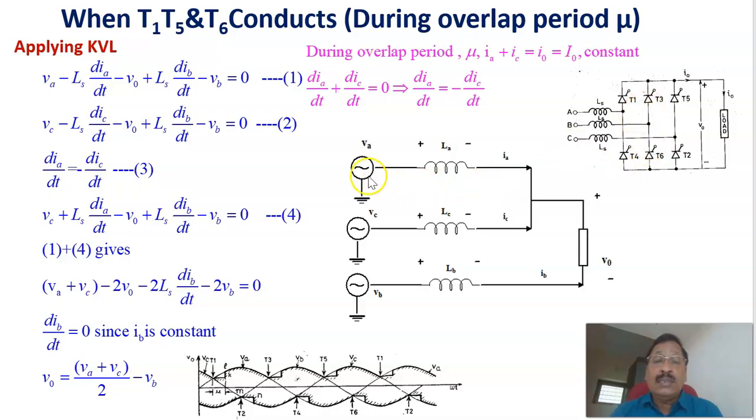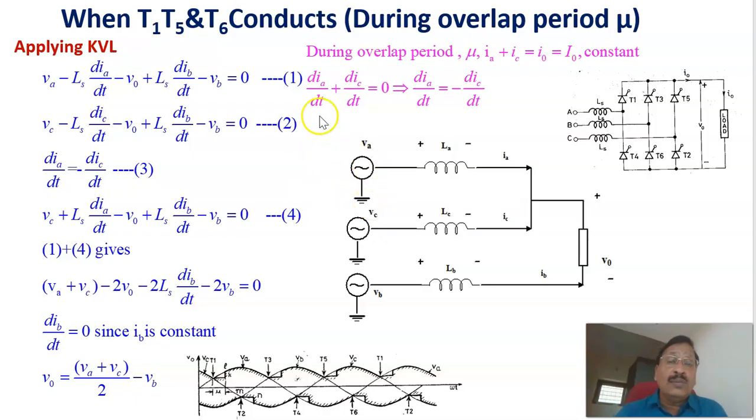Therefore, both T1 and T5 will be conducting from the positive group, and T6 will be conducting from the negative group. The equivalent circuit is like this. Because T1 is conducting, the source inductance comes here. Next, T5 is conducting, therefore phase C also comes here, then goes to the load, and through the negative side, T6 is conducting, returning back to phase B. This is the equivalent circuit of the three-phase full wave converter considering the source inductance, for the case where T1 and T5 from the positive group and T6 from the negative group are conducting. Because of the source inductance, two from one group and one from the other group will be conducting.